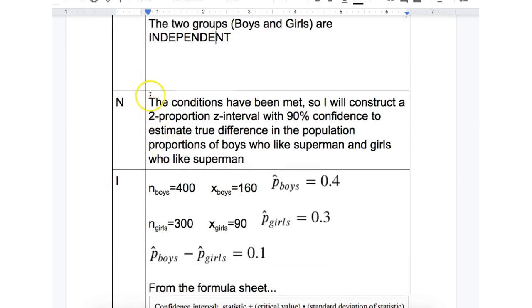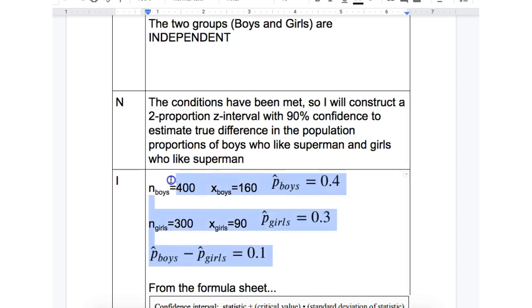So N is the name your interval statement. So the conditions have been met. So I will construct a 2 proportion Z interval with 90% confidence to estimate the true difference in the population proportions of boys who like Superman and girls who like Superman.